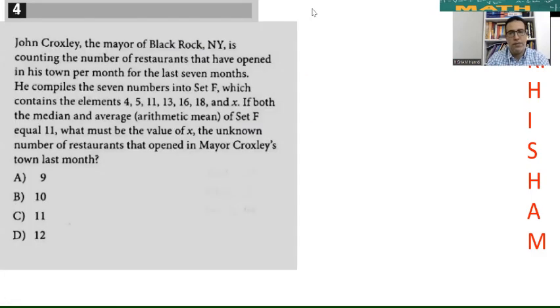Question number 4. John, the mayor of Black Rock, New Jersey, is counting the number of restaurants that have opened in his town per month for the last 7 months. He combined the 7 numbers into set F, which contains the elements 4, 5, 11, 13, 16, 18, and x. Both the median and the average, which is the arithmetic mean, are equal to 11.